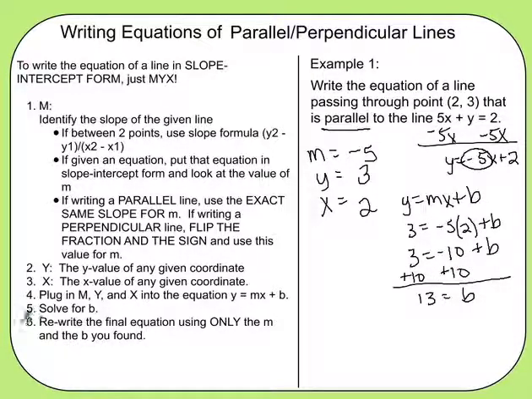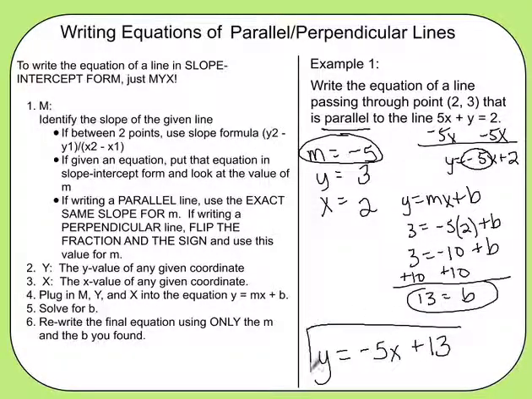We have to finish with step 6. We combine m and b into our final equation. Y equals, you don't have to fill anything in for y or x, only m and b. So y equals negative 5x plus 13. So the equation of a parallel line passing through 2, 3 to 5x plus y equals 2 is y equals negative 5x plus 13.